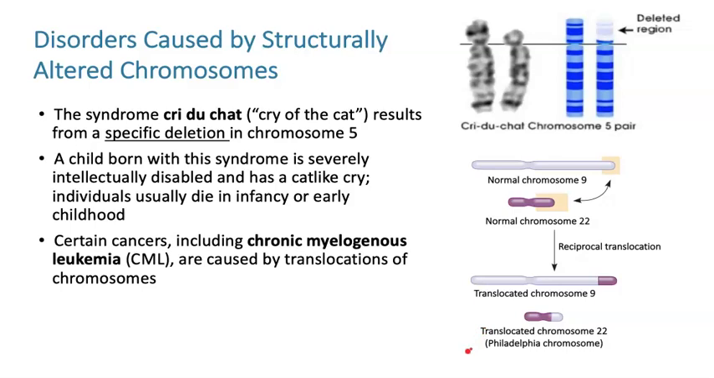And a chromosome that has a reciprocal translocation like we're talking about is often referred to as a Philadelphia chromosome. I can't tell you why it's referred to as a Philadelphia chromosome, but that is something that you might hear.